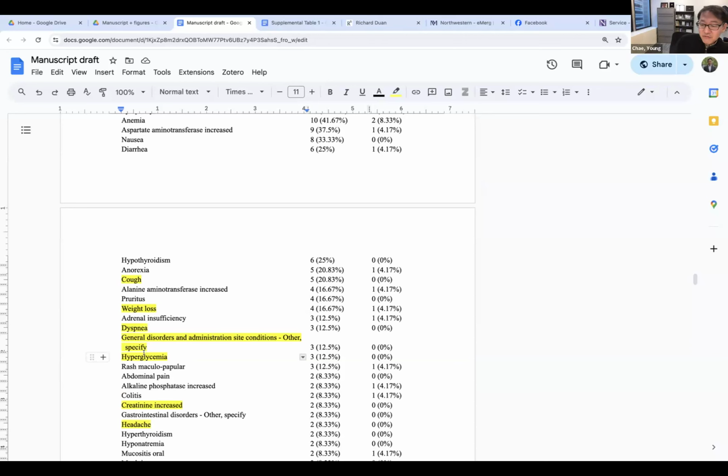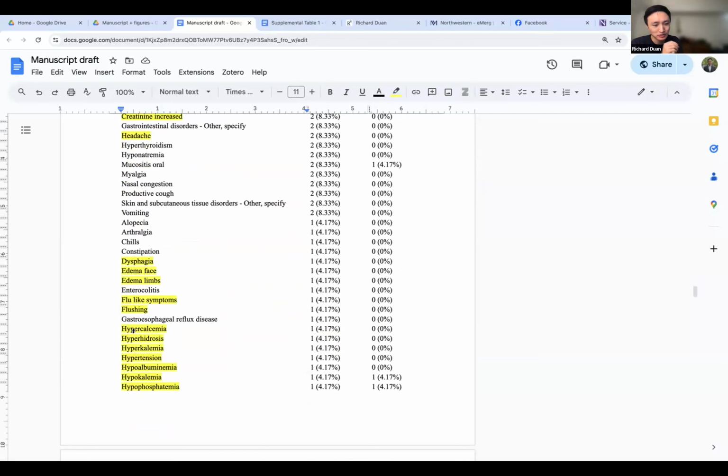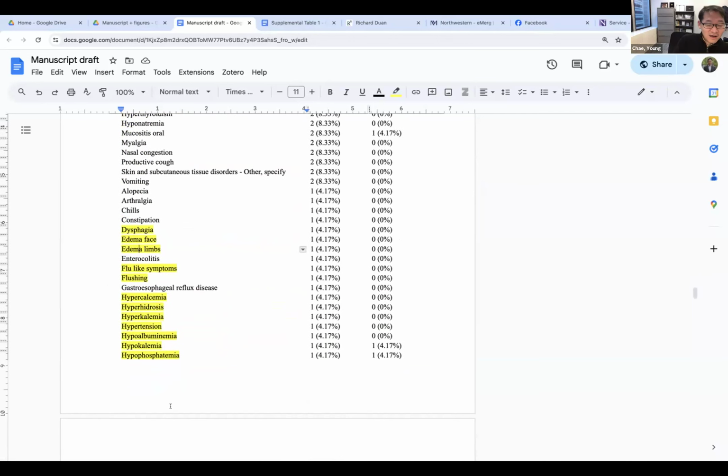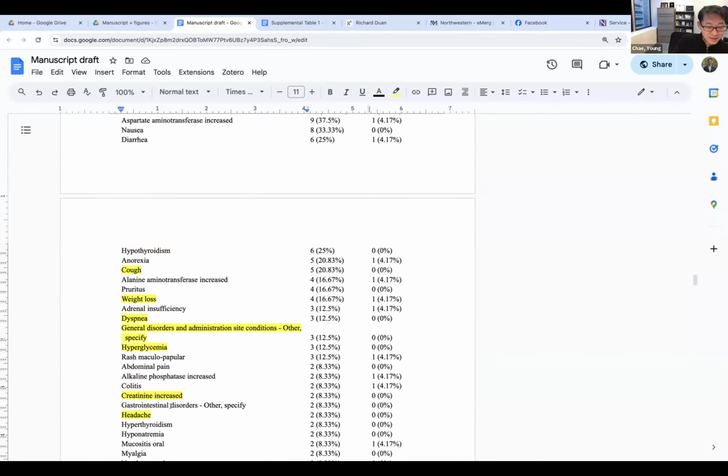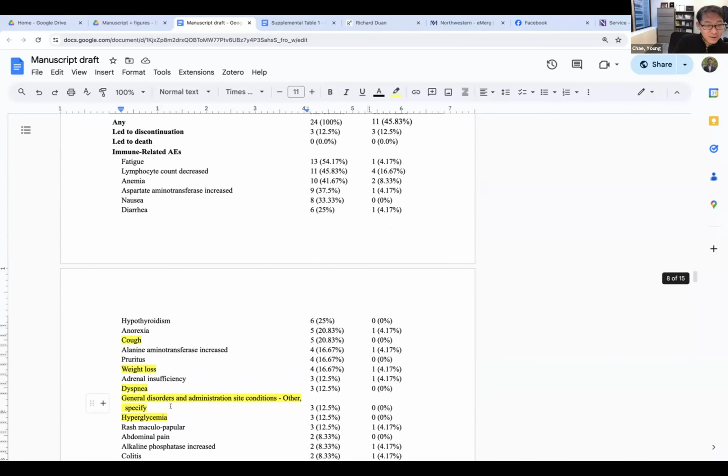Oh, but this was still reported under immune related? Yeah, headache, edema face, edema limbs. Ah, I see. Immune related. Yeah.